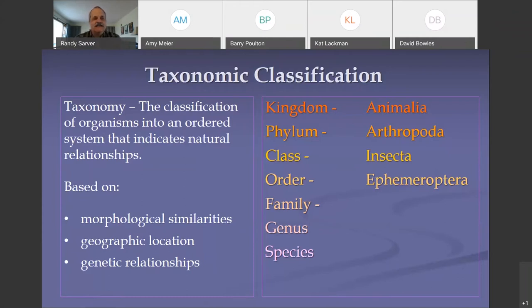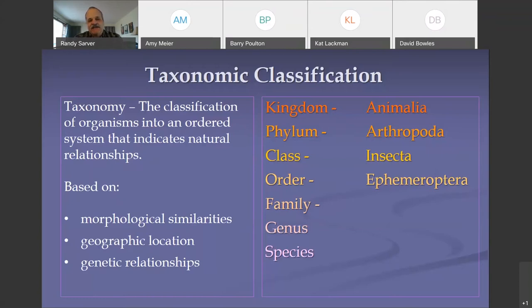For the last 10, 15 years, and it's picking up even more now, genetic relationships are becoming a part of taxonomy. That's probably the direction that a lot of taxonomy is headed in the future.